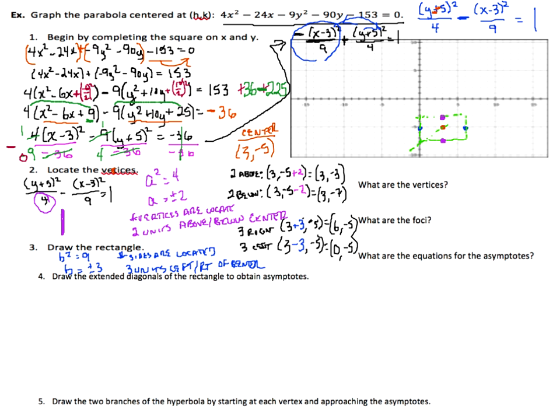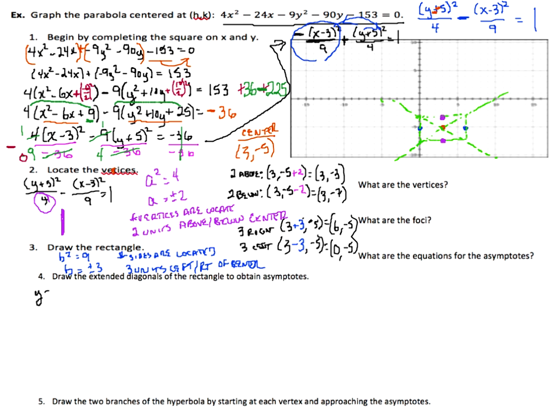And it's a little more involved since we're not centered at the origin. So you have to use the point slope form to get the equation of that line. And I'll show you that here. All right, so I've got my asymptotes drawn, and now I want to find the equation of those asymptotes.